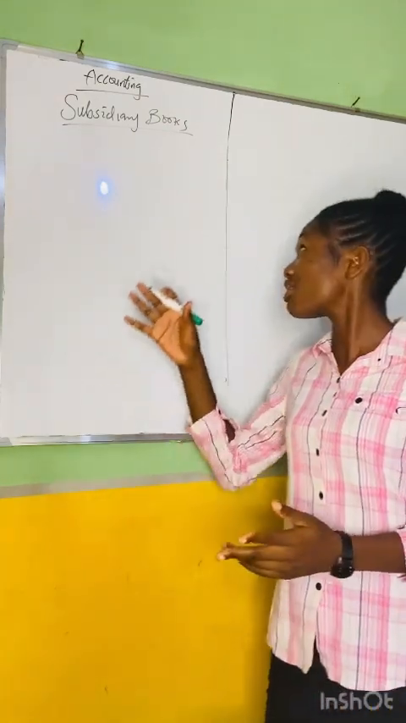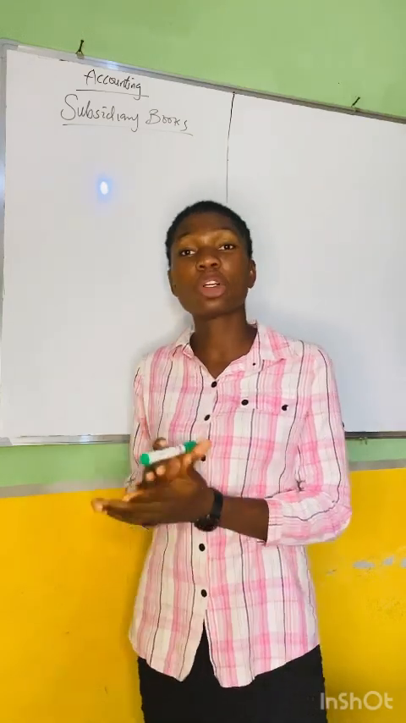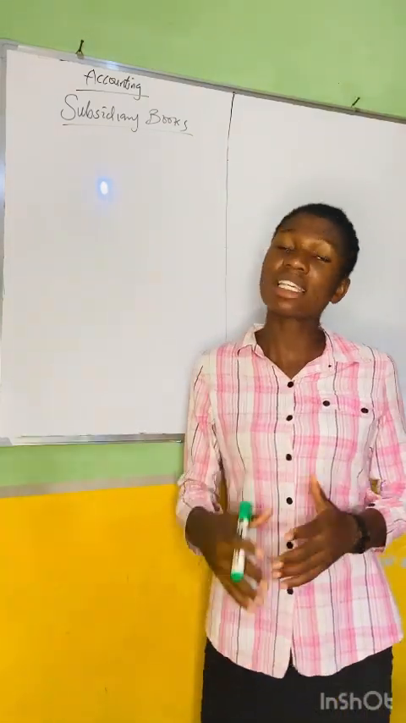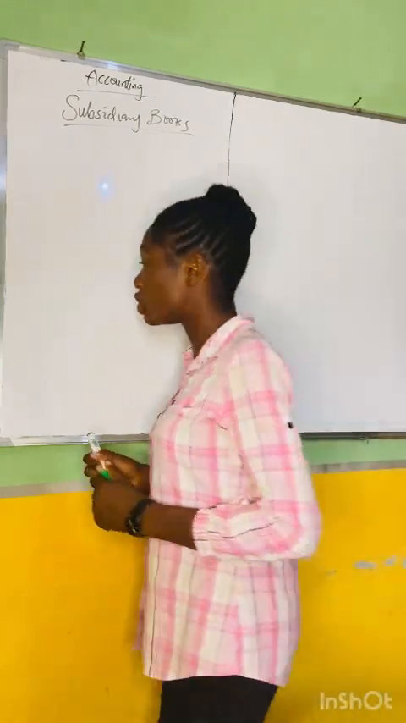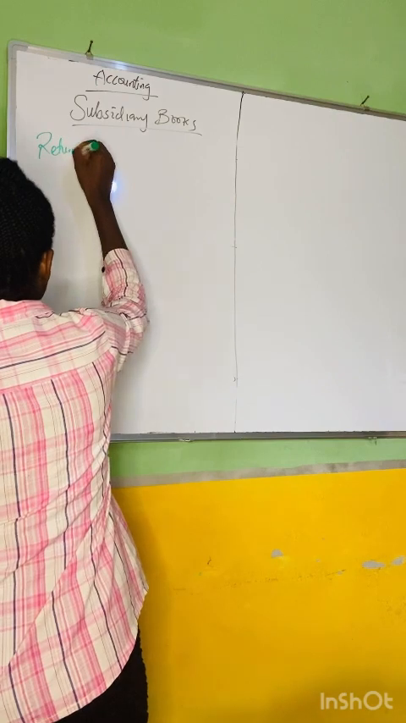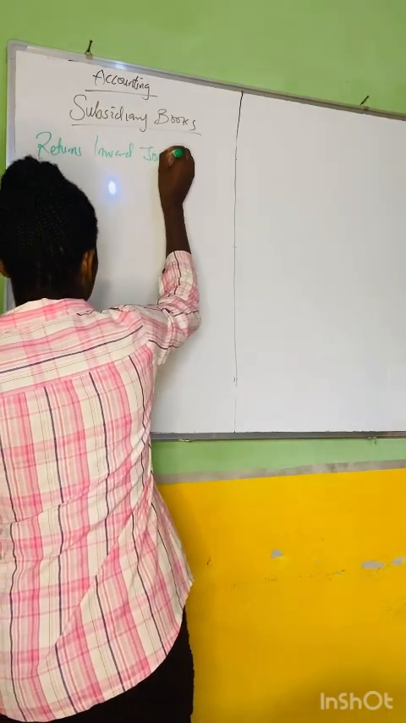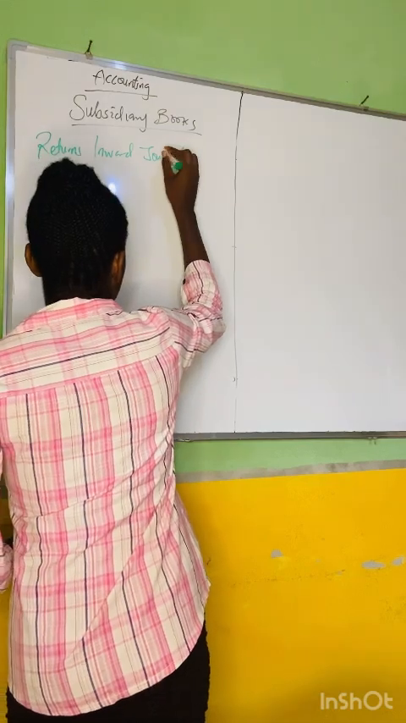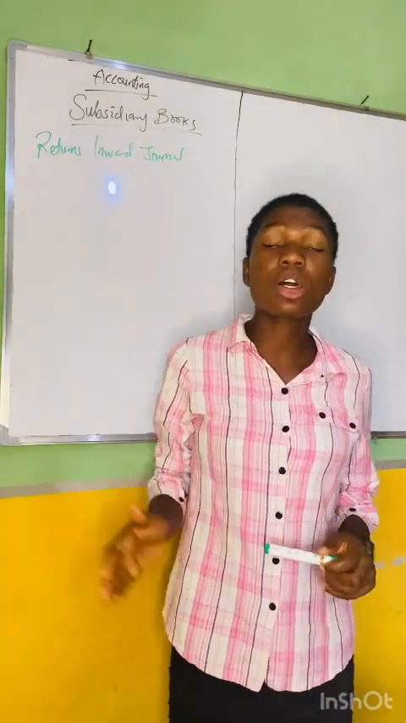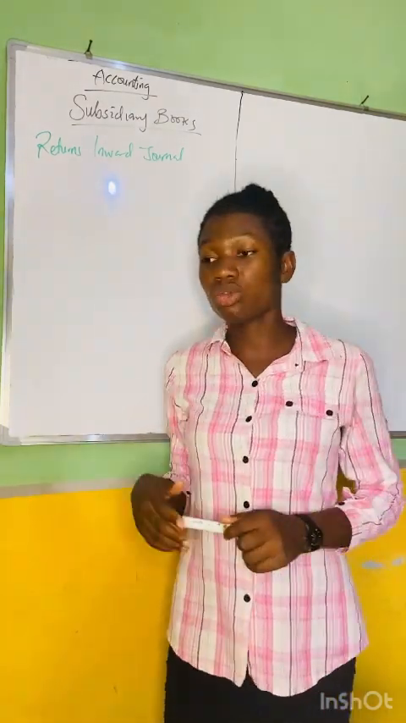Yes, we are still on our series on the subsidiary books, the books of original entry. So today we are going to be looking at the returns inward journal. The returns inward journal is also called the sales returns journal.